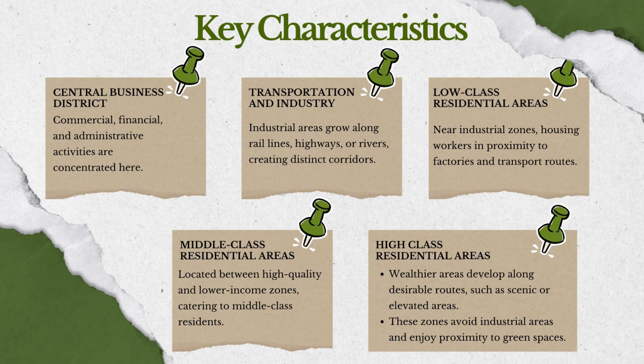Third, low-class residential areas near industrial zones, housing workers in proximity to factories and transport routes. Fourth, middle-class residential areas located between high-quality and lower-income zones, catering to middle-class residents. The last one is high-class residential areas, wealthier areas developed along desirable routes, such as scenic or elevated areas. These zones avoid industrial areas and enjoy proximity to green spaces.